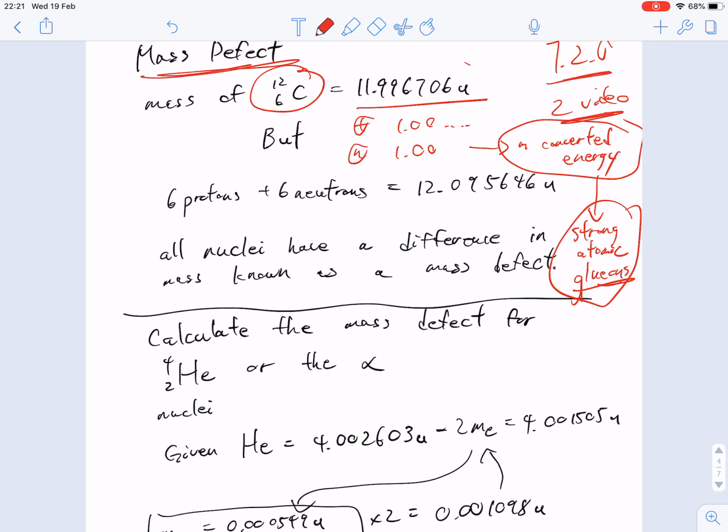But essentially, the mass is converted into energy to hold these guys together. That's what's going on there. So to really see that, 6 protons and 6 neutrons is actually about 12. It's a little bit more than the sum of the 6 nucleons altogether. And so the difference of those values is known as a mass defect.